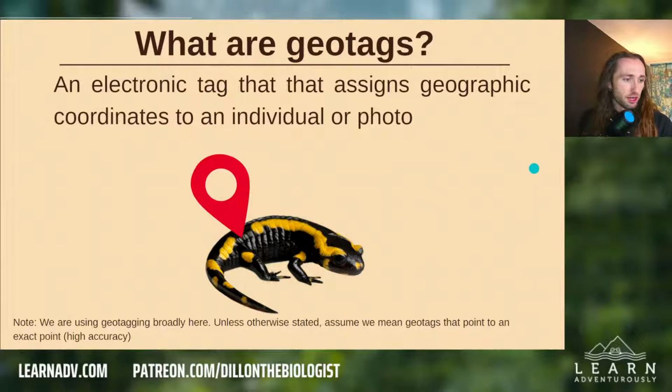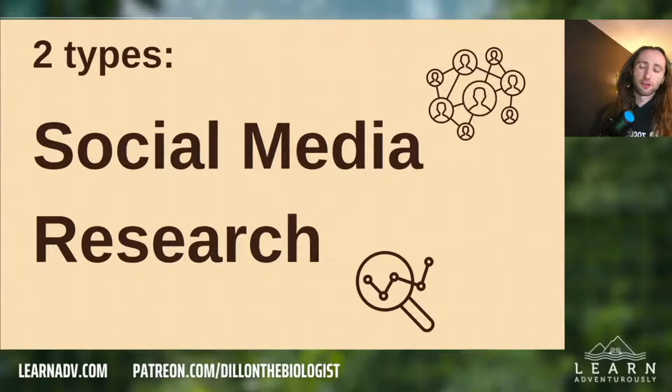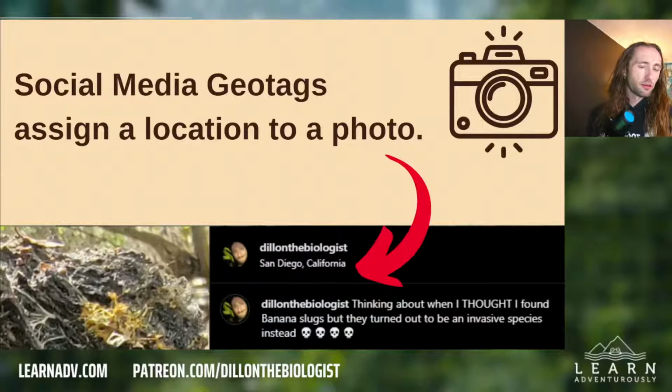I mentioned we're going to talk about social media geotags and research geotags. And let's first define the difference between them. Social media geotags are probably the one that most people think of. They are ones that assign a location to a photo. This is the location tag. Here's a post I had about slugs, and I tagged it San Diego, California. So I'm not intrinsically anti-geotagging as a rule, but I think there needs to be a lot of ways that we moderate it on social media.